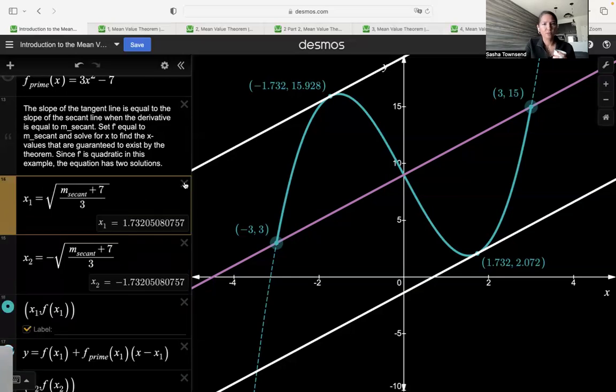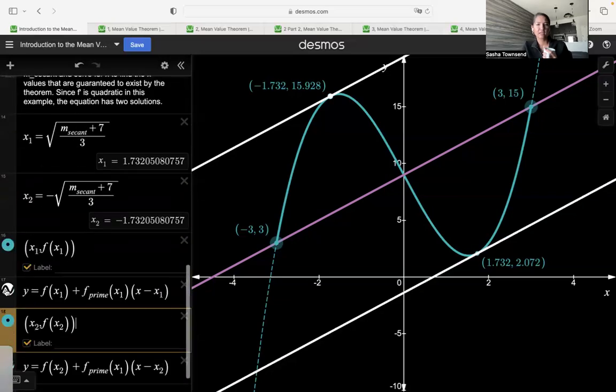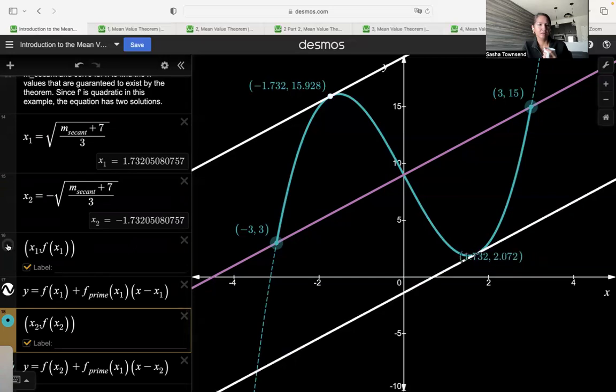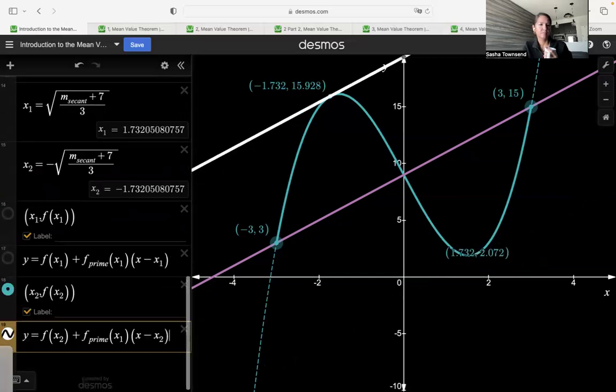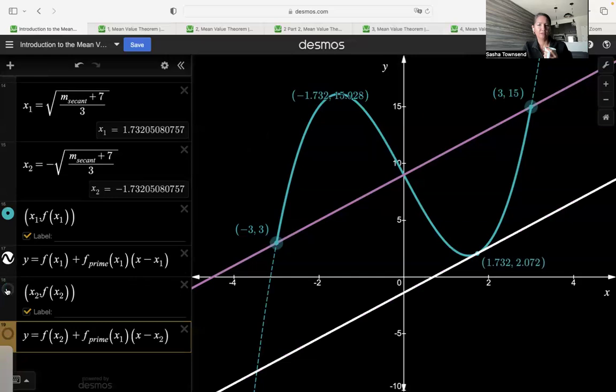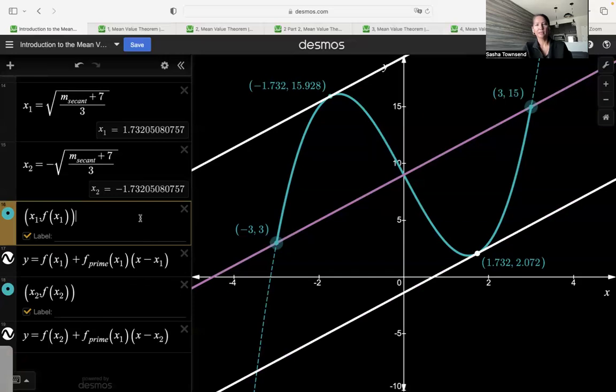x equals plus or minus the square root of 3. And if we plot those two points and the corresponding tangent lines, so that point and its tangent line, that point and its tangent line, we see that the tangent lines are parallel to the secant line. Now that's going to work for any interval that includes both endpoints.